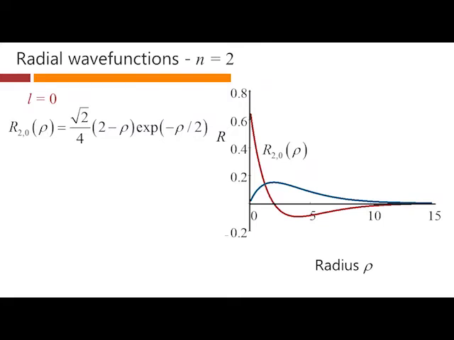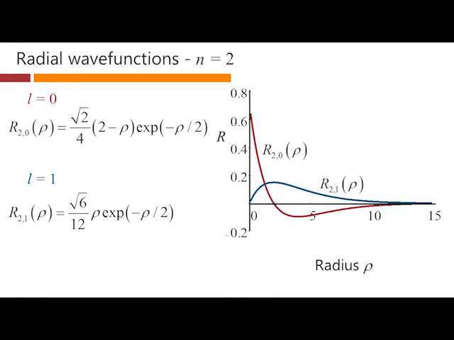For the n equals 1, it was just e to the minus rho. Now it's e to the minus rho over 2. So the overall exponential decay of this function is slower. And there's also a 2 minus rho multiplying it. That means that this function goes through a 0 here at rho equals 2, at 2 Bohr radii away from the center. For the L equals 1 radial function, it's this blue curve here.